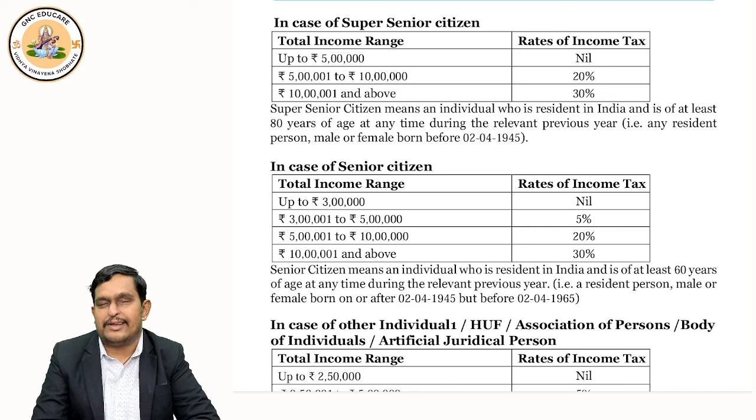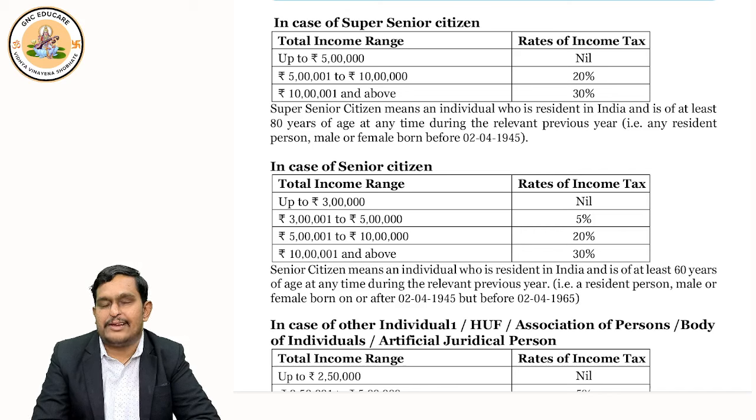Now let's go to the second part. If somebody is a resident senior citizen, what does this mean? His age is between 60 to 80 years. So we call him a senior. If it is 60 to 80, senior. If it is above 80, super senior. The difference should be clear.